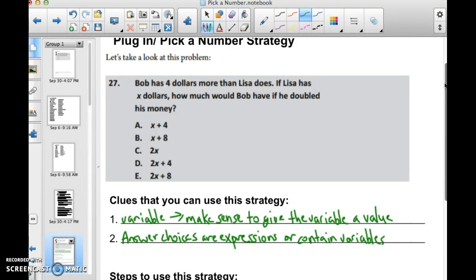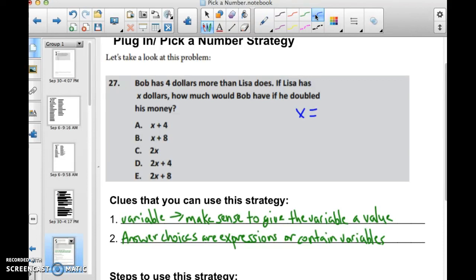So if I was going to take the test and I arrived at this question, number 27, I read that Bob has $4 more than Lisa does. If Lisa has X amount of dollars, there's one of the clues that jumps out at me: X amount, we don't know the amount. Maybe it would be helpful if we made up an amount for this problem. How much would Bob have if he doubled his money? If he has 4 more than Lisa and Lisa has X amount. So the first clue is that there is a variable that doesn't have a value, and maybe it would be helpful if we gave it a value.